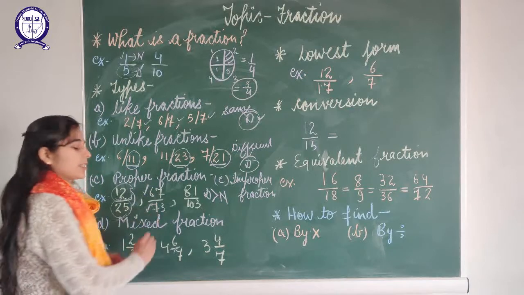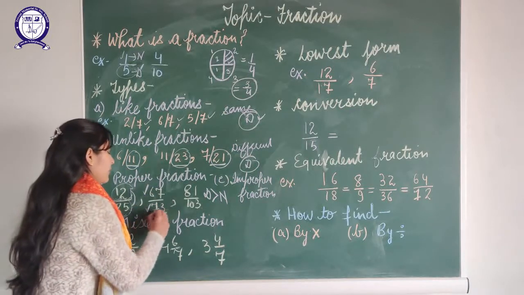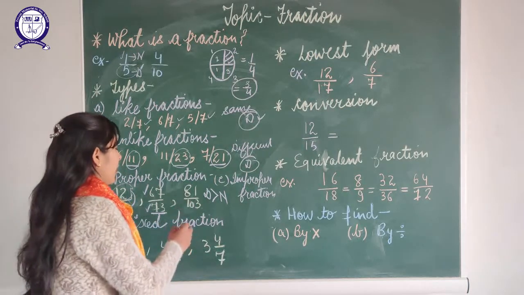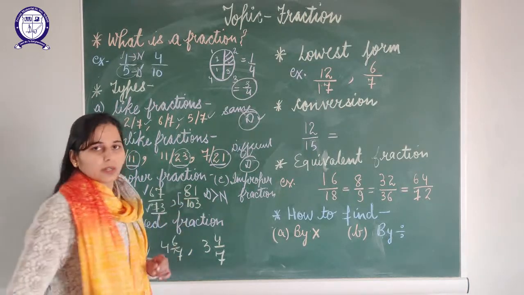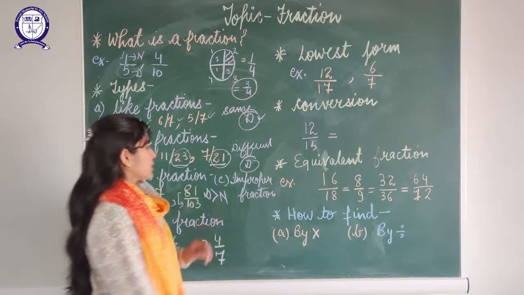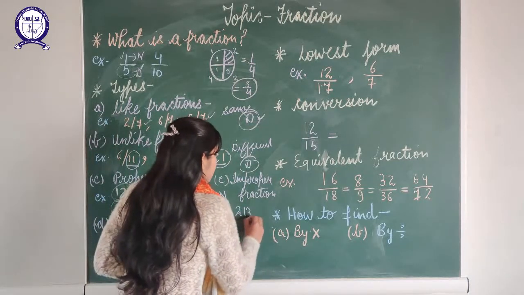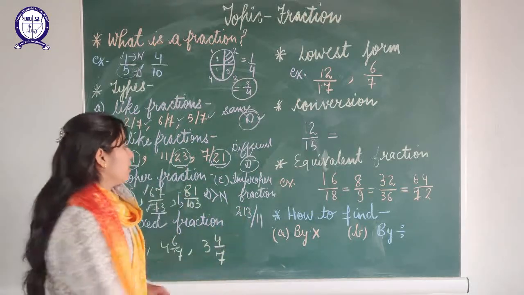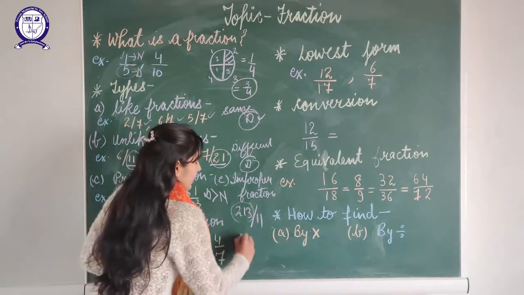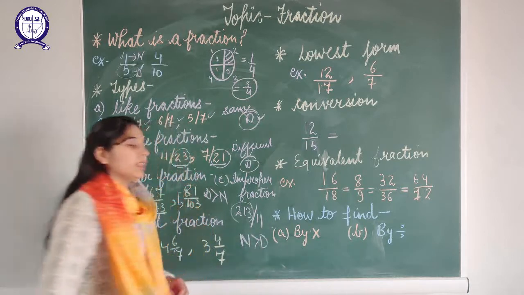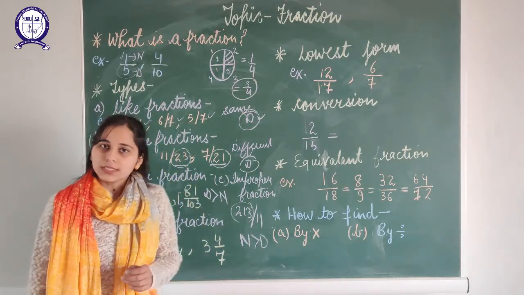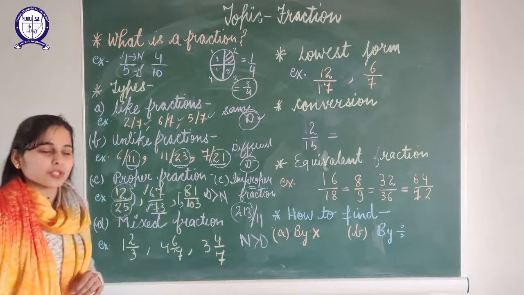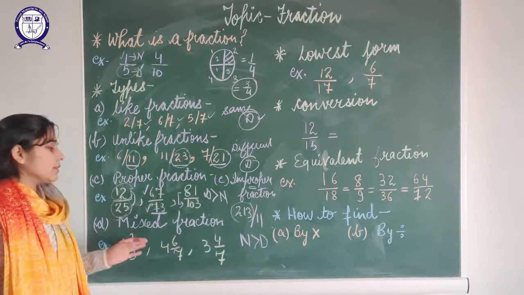Here 67 and 73 are there. So 73 is greater than 67. Now we have 81 and 103. Which one is greater? Obviously the denominator. Next, some examples: suppose 213 by 11. In this case the numerator is greater than the denominator. So any fraction where the numerator is greater than the denominator is an improper fraction, students. Now the next type is mixed fraction.